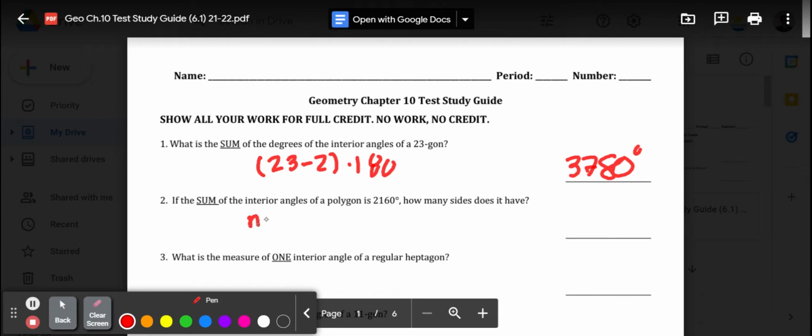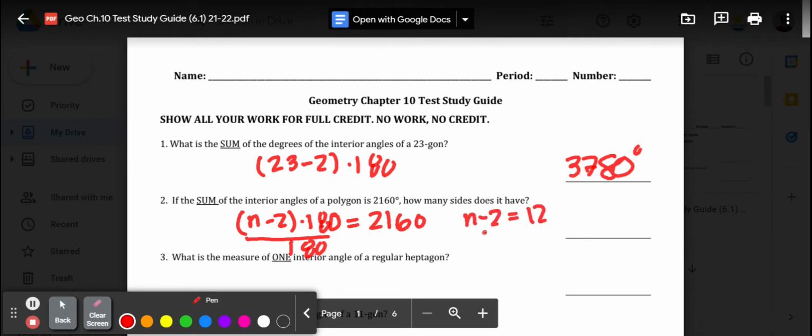So we're going to set the formula equal to 2160. So we divide by 180, and 2160 divided by 180 is 12. So we get n minus 2 equals 12. Add the 2 over and we get n equals 14.